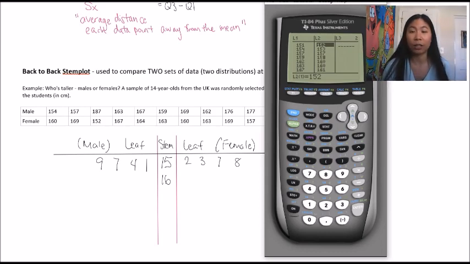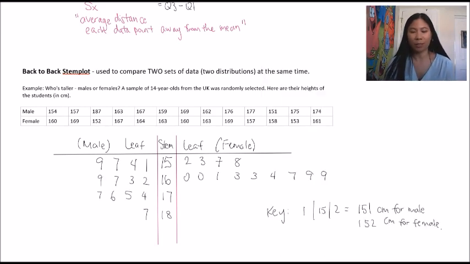So I'm just going to really quick go through and do the rest of my back-to-back stem plot. Okay, so I've completed my back-to-back stem plot. As you can see, females seem to be shorter because a lot of their numbers are smaller compared to the males, which kind of makes sense physiologically.